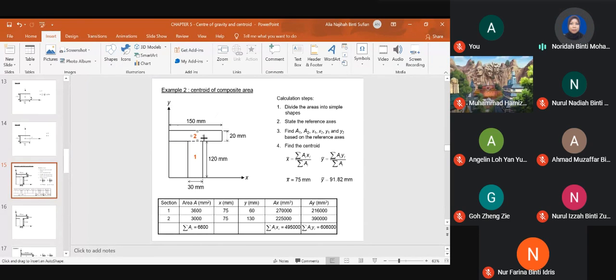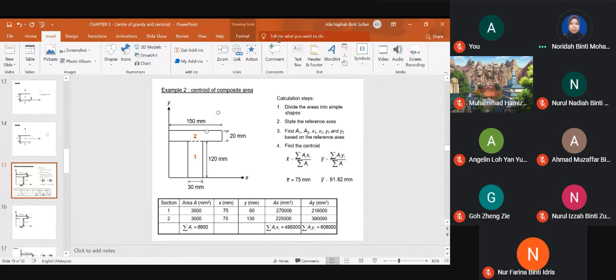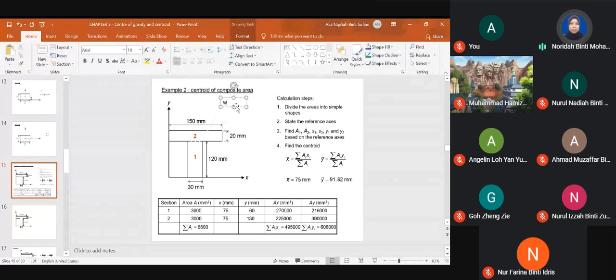If we have a T section here, we often refer to this section as the web. No, flange.